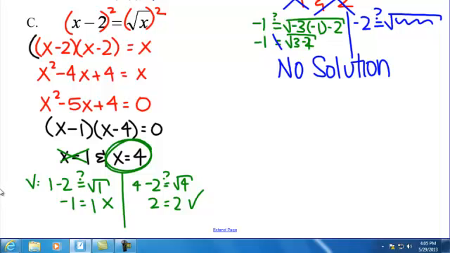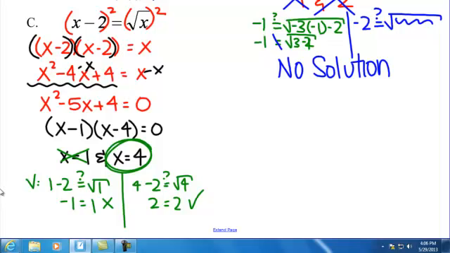Don't forget that you needed to double distribute here. You can't just give me x squared minus 4 there. It's totally different. So you end up with x squared minus 4x plus 4 on the left side. You need to subtract x from both sides to make it equal 0. And then I could factor it.